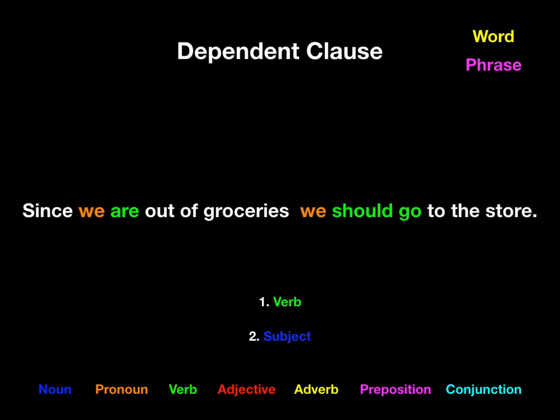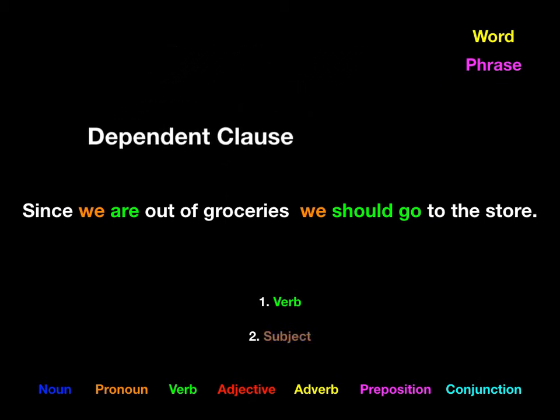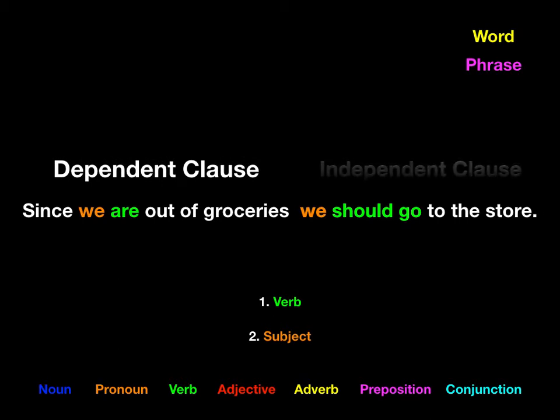"Since we are out of groceries, we should go to the store." This sentence has both a dependent clause and an independent clause. As the independent clause can stand alone, "we" and "should go" would be considered our main subject and our main verb. "Since we are out of groceries" would then be considered an introductory clause, and we would need to place a comma before our main subject.